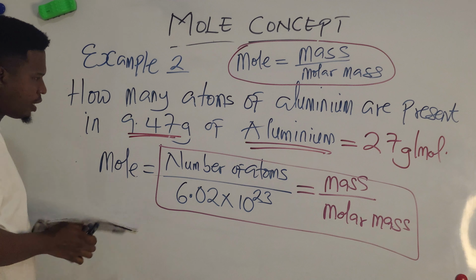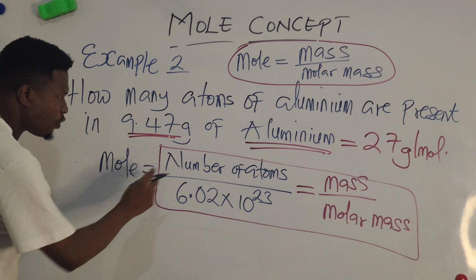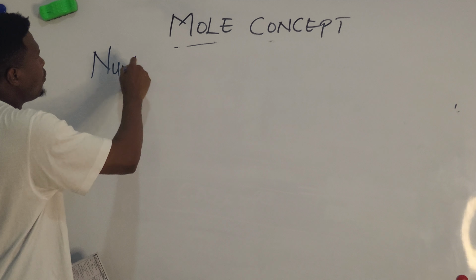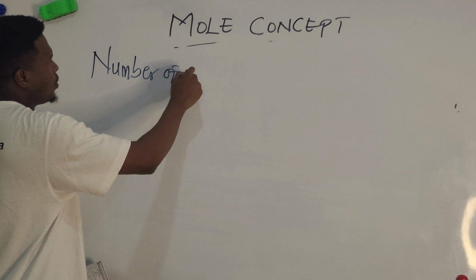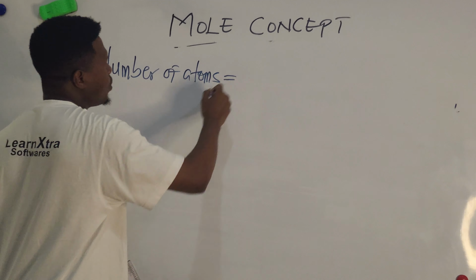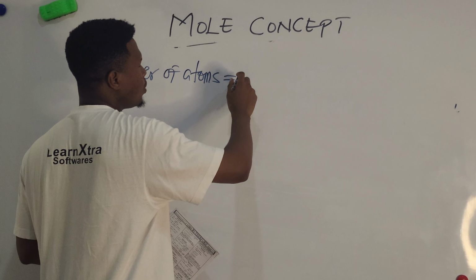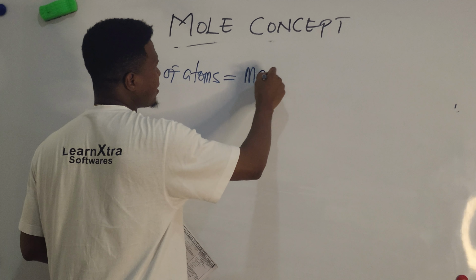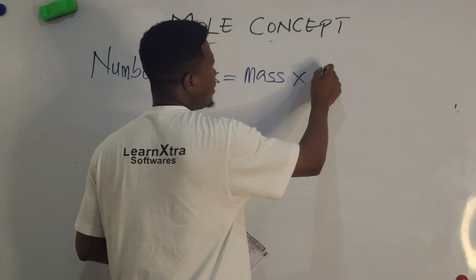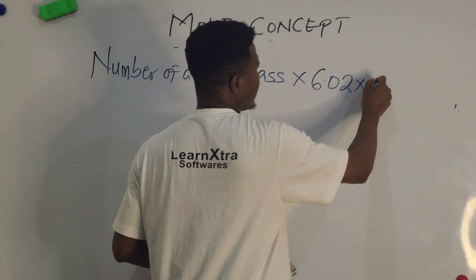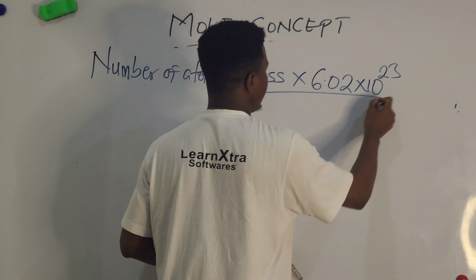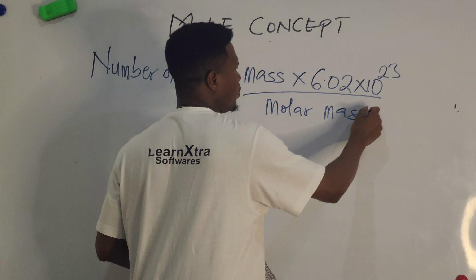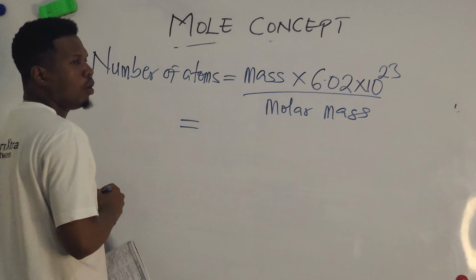So quickly, if I make the number of atoms subject of formula, what will it look like? Number of atoms becomes mass times the Avogadro's constant all over molar mass. So from here now, we can solve for the number of atoms.